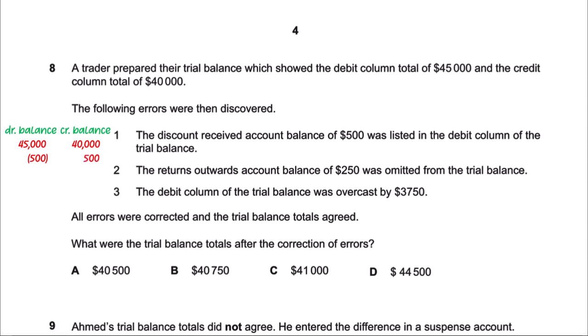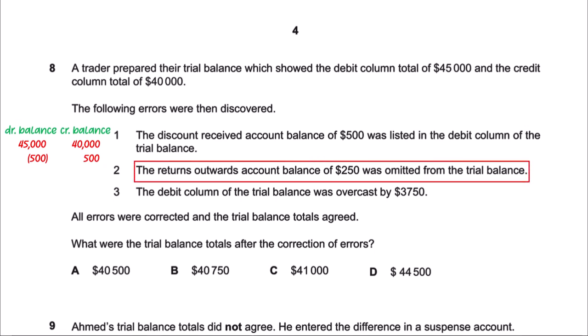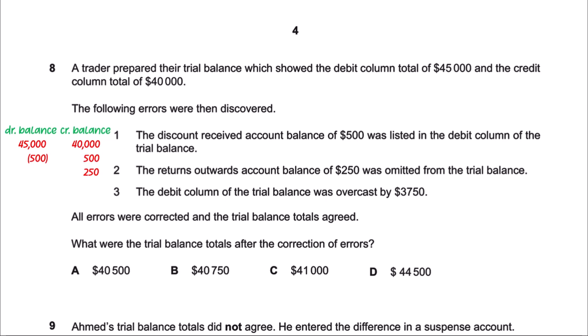credit total. Error number 2 is written, the returns outwards account balance of $250 was omitted from the trial balance. Returns outwards are actually the purchases returns, and they were not included in the trial balance at all. Since they should have been on the credit side, we will add them to the credit side and total it. However, this error does not concern the debit side of the trial balance, so we will leave its total unchanged for now.